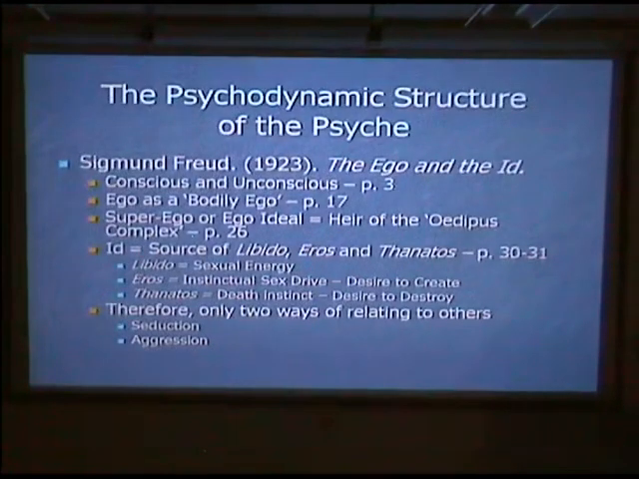So the psychodynamic structure of the psyche. In 1923, in German, he published a book called The Ego and the Id. This little teeny book right here. All right? And he talks about the structure. There's a conscious and an unconscious in the psyche. The ego is a body ego. It's an ego based upon the body itself and its perceptions of the world.